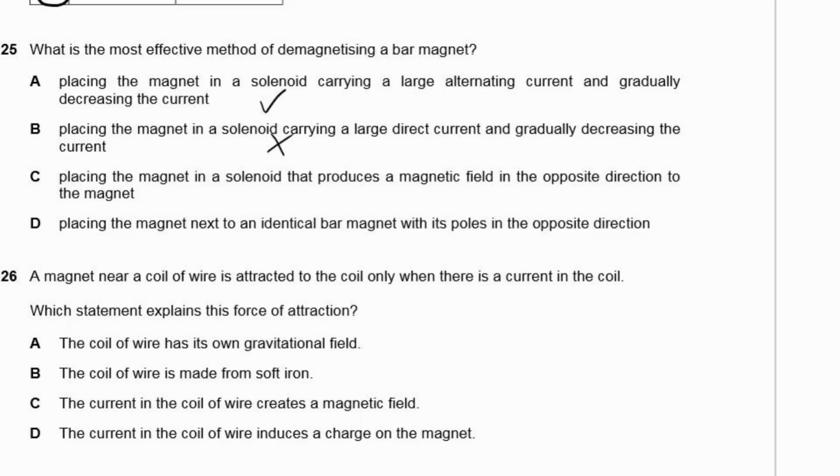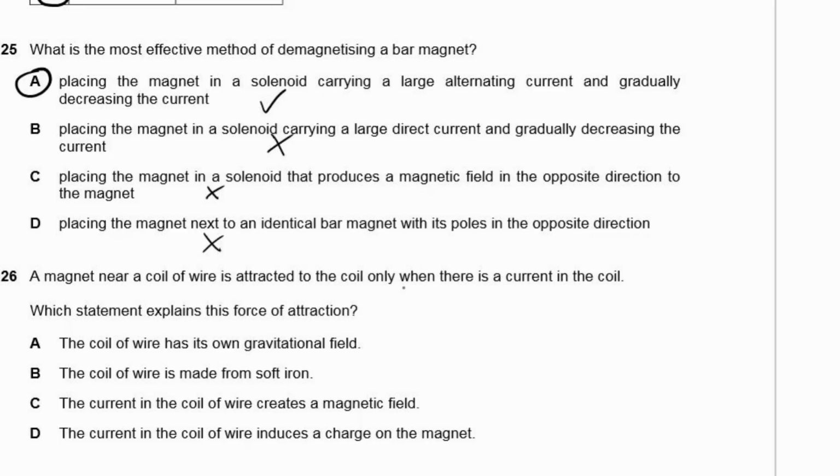C. Placing the magnet in a solenoid that produces a magnetic field in the opposite direction to the magnet. Nope, that'll just over time reverse the magnet. D. Placing the magnet next to an identical bar magnet with its poles in the opposite direction. You're just giving it a friend. Don't do that. The answer is A. And that's exactly the same as putting it in a solenoid that has a large alternating current, and rather than decrease the current, slowly remove the bar magnet until it's far away. Same effect.